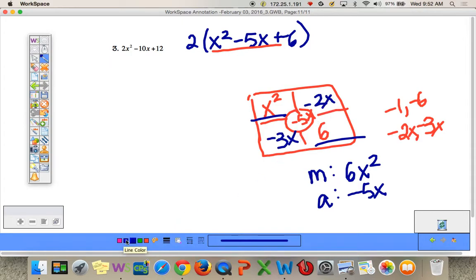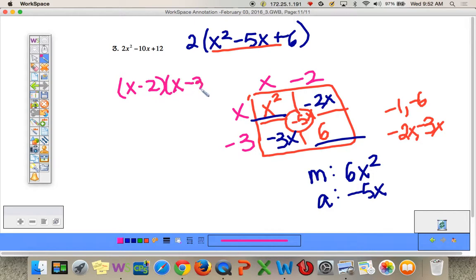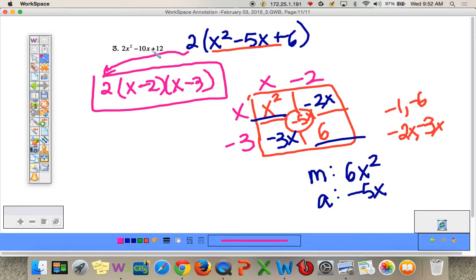All right, let's get the outside of the box. What multiplies to x squared? That's x and x. X times what is negative 2x? That's a negative 2. X times what is a negative 3? That's a negative 3. So I'm going to write my factors, x minus 2, x minus 3. And don't forget about this 2 that we started with, so we'll put that 2 in front. All right, so these three things are factors of 2x squared minus 10x plus 12.